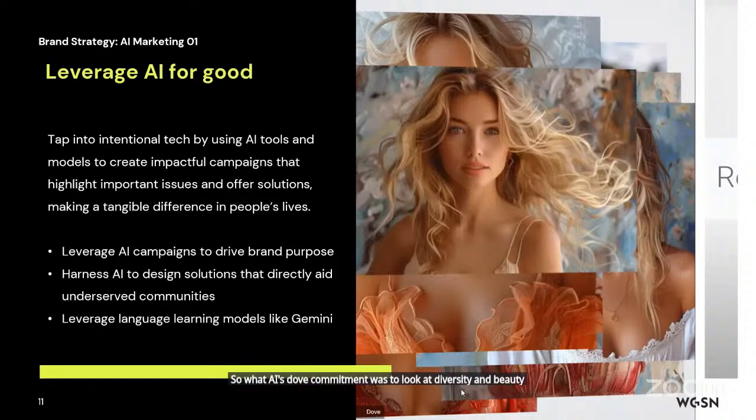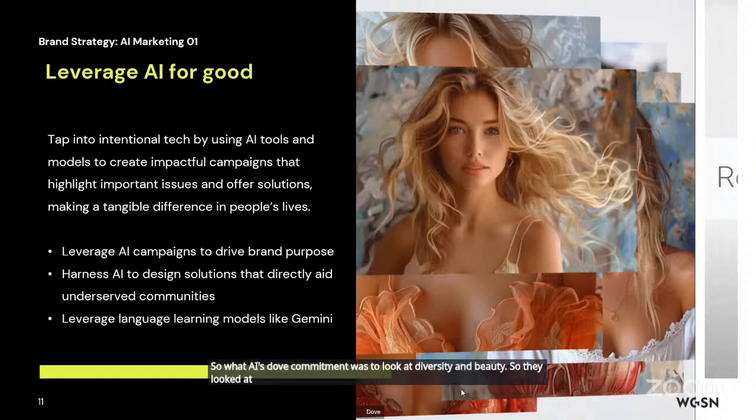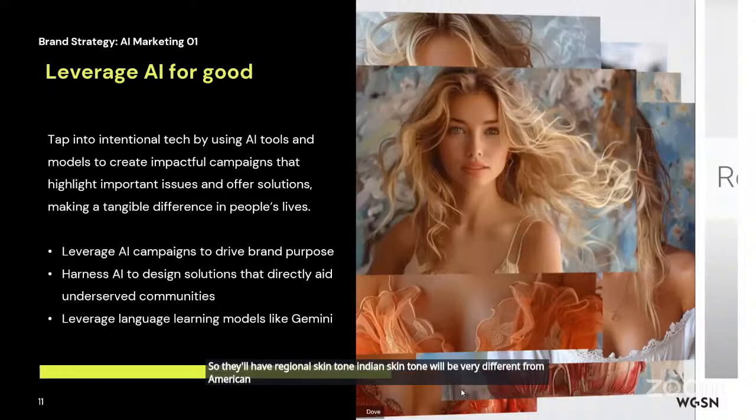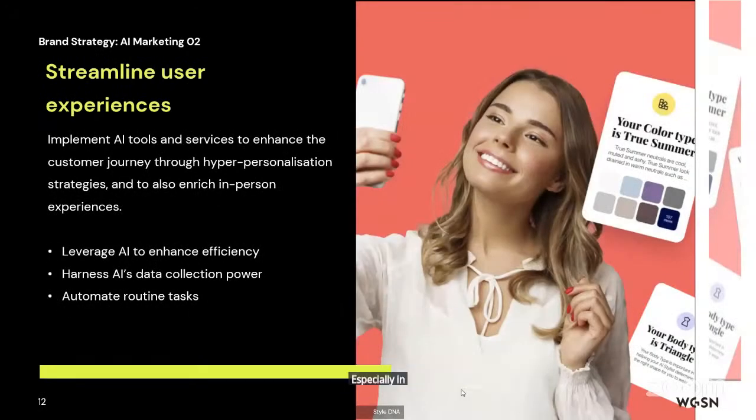So they looked at producing images which are more digitally advanced, and they look at skin tones across the world. So they'll have regional skin tones. Indian skin tone will be very different from American. So that is something which Dove did. So how do you leverage it and bring a lot more of DI&E, which is a diversity, inclusivity mindset, into consumers, is what AI can be used for, specifically in brand building.